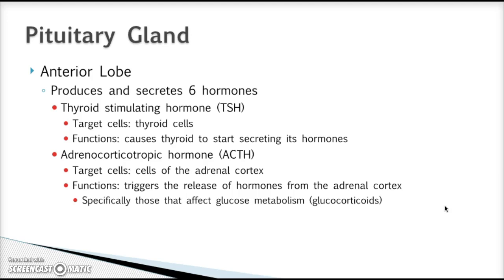The adrenocorticotropic hormone is another tropic hormone. What is it targeting? The adrenal cortex. And because it is a tropic hormone, it causes the adrenal cortex to begin secreting hormones. We will talk about the adrenal gland in a different presentation, but there are different regions, and this targets the middle region of the cortex, which secretes hormones that affect glucose metabolism.